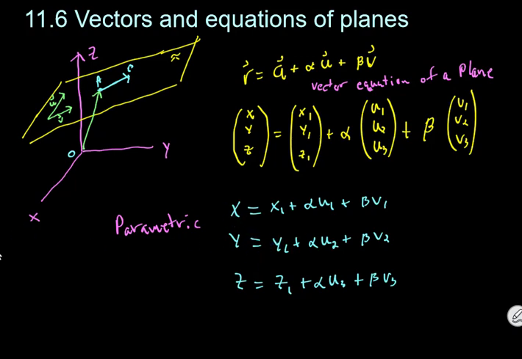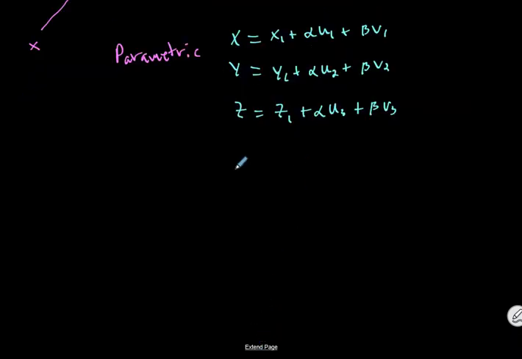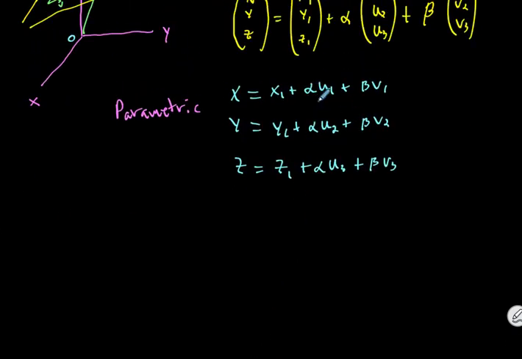And then if I wanted to do Cartesian, then I can go ahead and eliminate the parameters alpha and beta, and then I can end up with an equation that would look like this: ax plus by plus cz equals some d, right? And this would be my Cartesian. We could try to eliminate it, but we'll just see it in an example. In our next example, we'll show how we can take our vector equations and make parametrics, and then eliminate the parameters alpha and beta, and come up with this Cartesian form of a plane. So that's what we're going to do next.